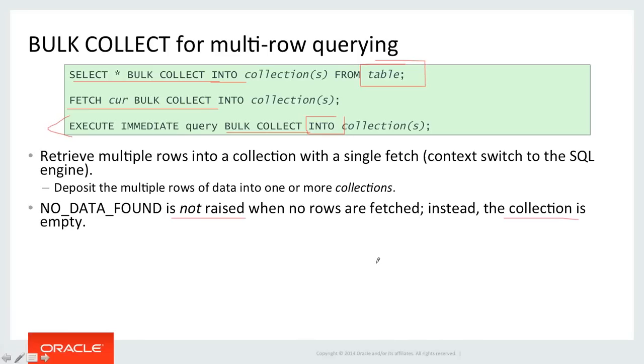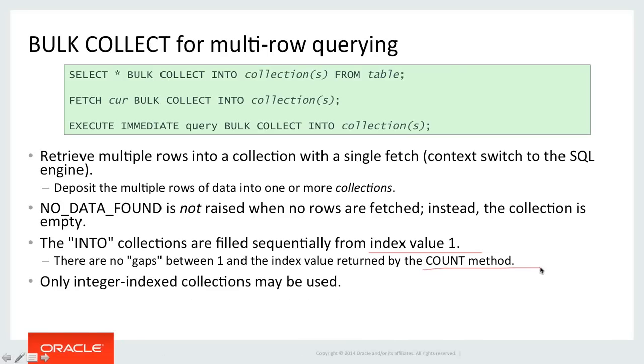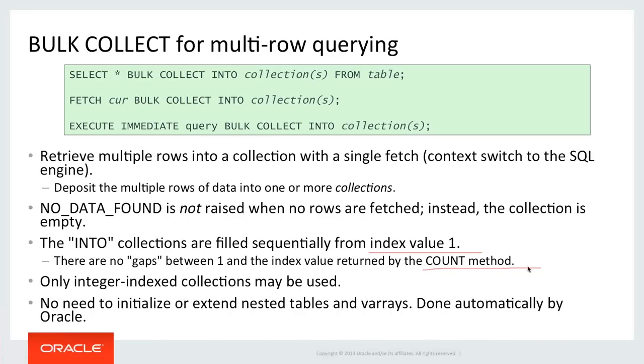In fact, the collection is emptied for each different fetch, and then it's simply not populated anew if no rows are found. The collection that is populated is always filled sequentially from index value 1. So there are no gaps, there's no sparseness. You can't say I want to start at row 100 and go to 175. That's the way it works, from 1 to the index value returned by the count method. You can only use integer index collections and no string index collections. And if you're using nested tables and V-arrays, there is no need to initialize or extend. Oracle will do that for you automatically.